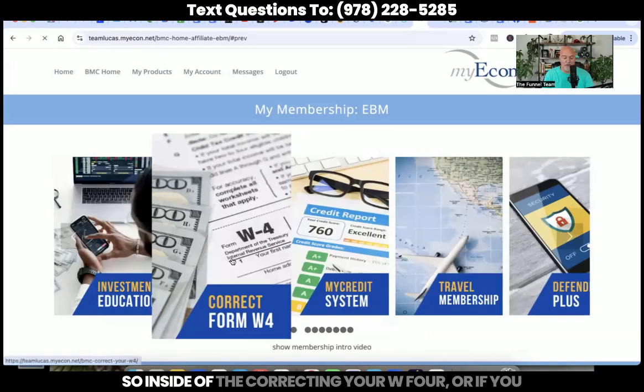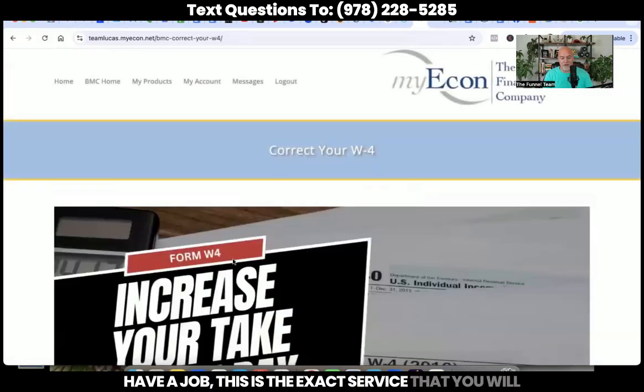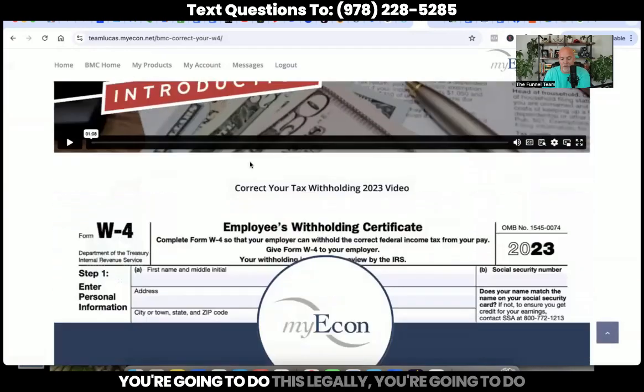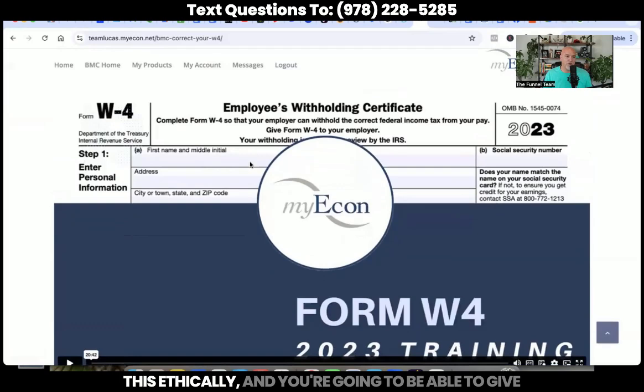So inside of the correcting your W-4, if you have a job, this is the exact service that you will be using. Literally, how to increase your take-home pay. You're going to do this legally, you're going to do this ethically, and you're going to be able to give yourself, on average, about a 10 to 15% raise. And again, when I head to the dry erase board, this is all going to make sense. So that's the first thing you're going to do, is you're going to be adjusting your W-4.